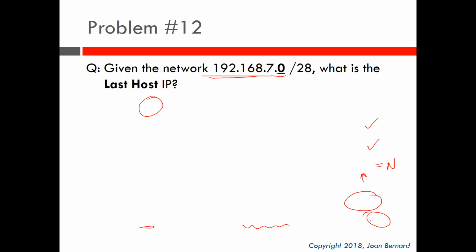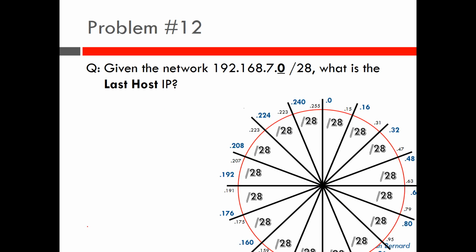We could take a look at, let's just clear all that ink here. We could take a look at the subnetting wheel if we needed to. So the subnetting wheel, here's my starting point, right? There's my starting point, .0. Here's my broadcast, .15. And that means if my broadcast is .15, my last host would be 1 less, which would be .14. So my answer is 192.168.7.14.